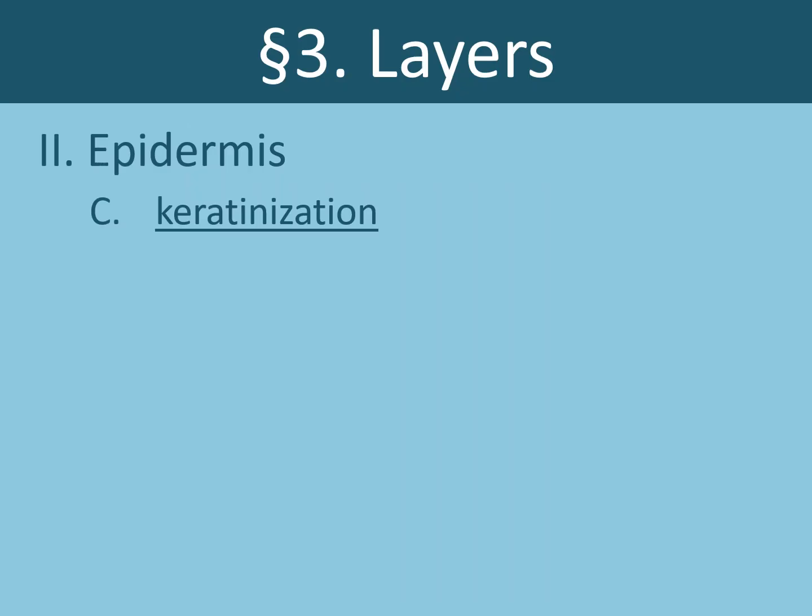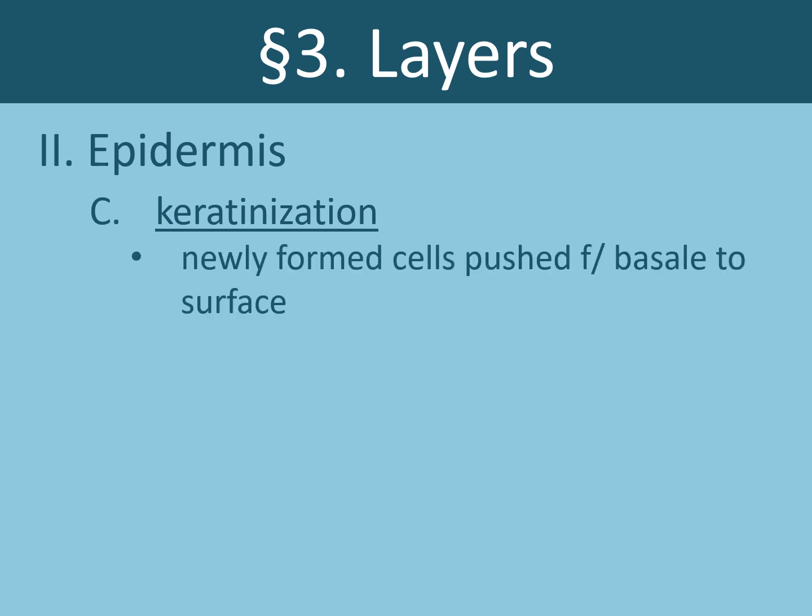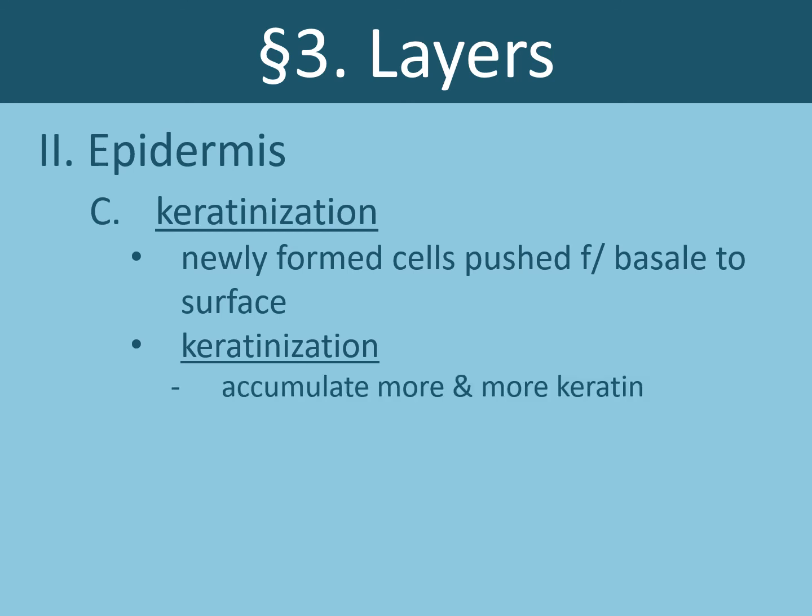The keratinocytes of the epidermis undergo a process called keratinization. Stem cells in the stratum basale are constantly dividing. New cells are pushed toward the surface to the overlying layers. As the cells travel upward, they accumulate more and more keratin. This is called keratinization.